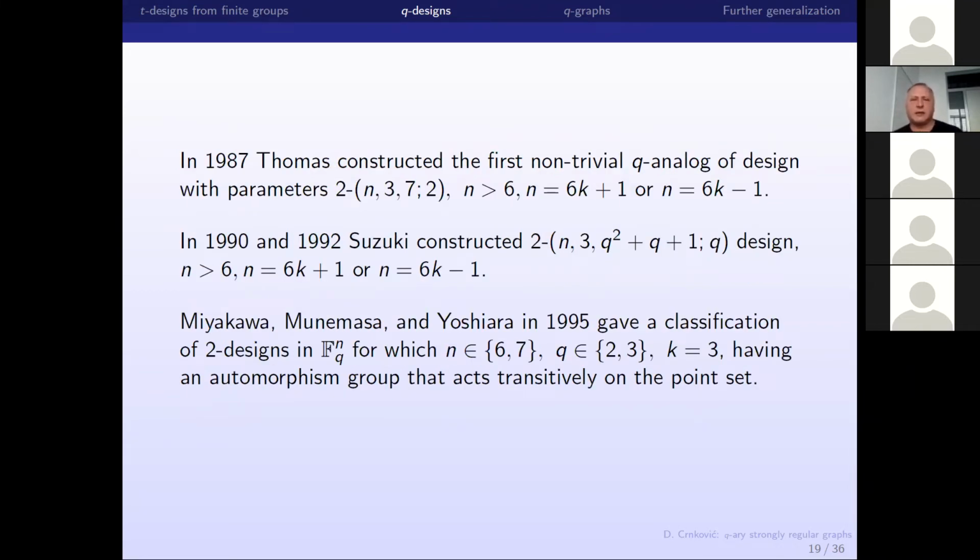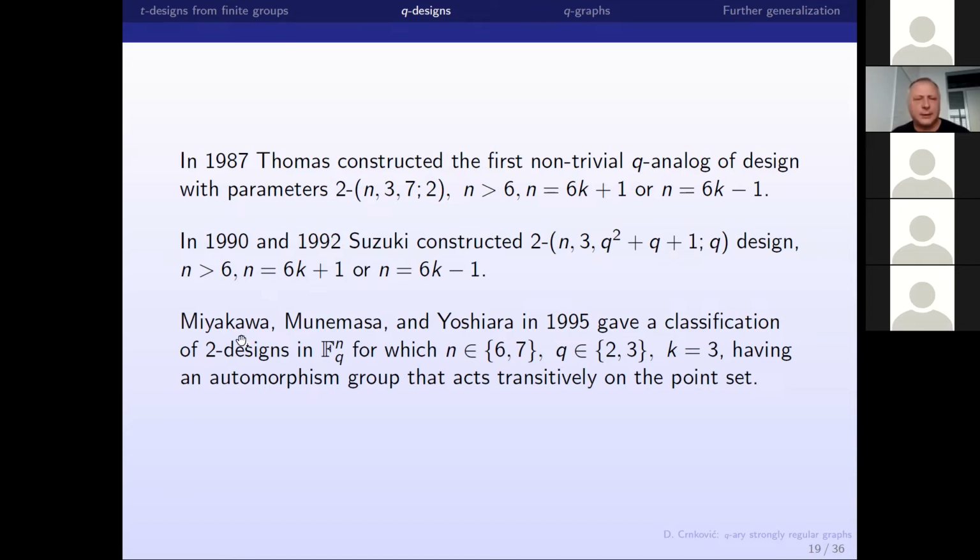In 1987, Thomas constructed the first non-trivial q-analog of a design, with parameters 2-(n,3,7)_2 when n is greater than 6 and n is equal to 6k+1 or 6k-1. And then Suzuki in 1992 constructed designs with these parameters, so n is also equal to 6k+1 or 6k-1. You can see that the parameters of designs constructed by Thomas are just these parameters when q is equal to 2. So this is actually a generalization.